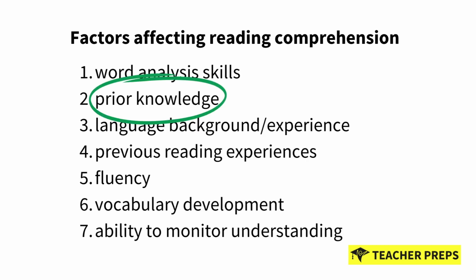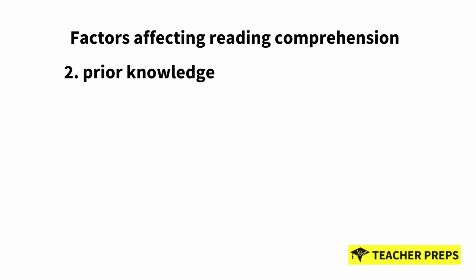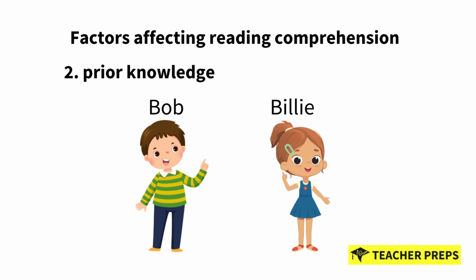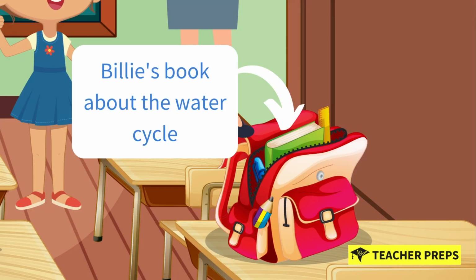All right, so on to number 2, prior knowledge. Let's start with a little background information. Students draw from their preexisting knowledge when reading a text, allowing them to make connections, predictions, and inferences. Let's learn and realize this through an example. There are two students in a classroom, Bob and Billy. Today's science lesson is all about the water cycle. Billy happened to pick up and read a book at the library that had a chapter about the water cycle in it.